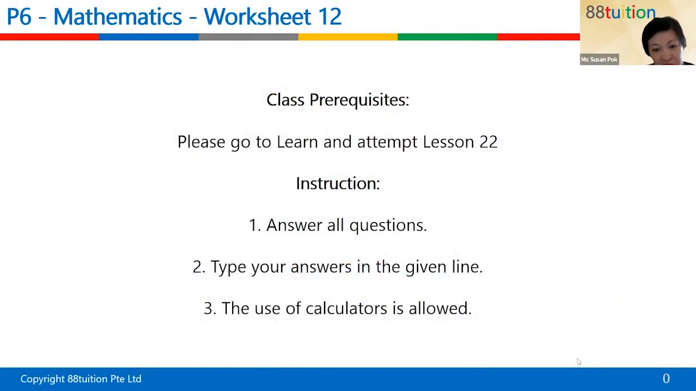Okay, welcome to worksheet 12. Today is Saturday, April Fool's Day. Happy April Fool's Day, but don't fool me, please. Okay, you fool me, I give you a full worksheet.